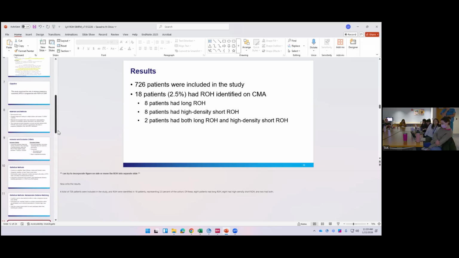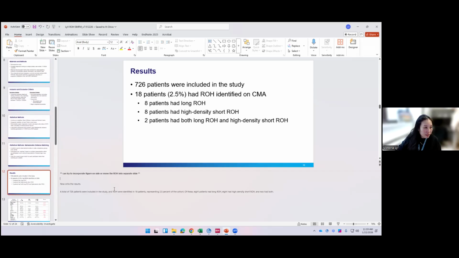I understand it's a long term, so the acronym is fine, but maybe something that shows visually, like in red, this is what high density is. I'm sure you could find a generic graphic about what long ROH looks like versus high density short ROH within an array. Yeah. I'll try that.